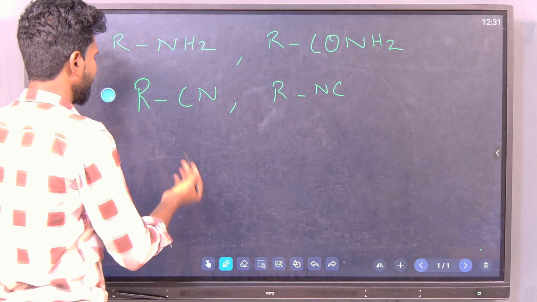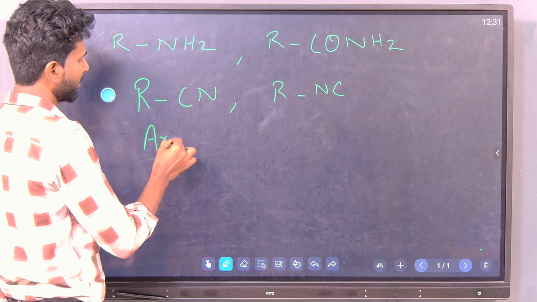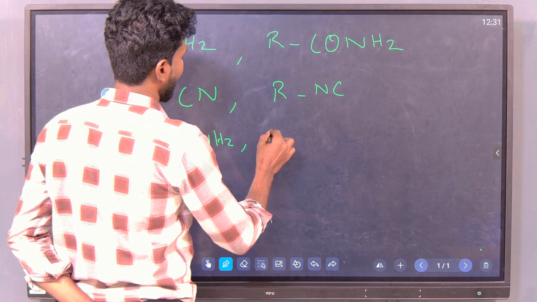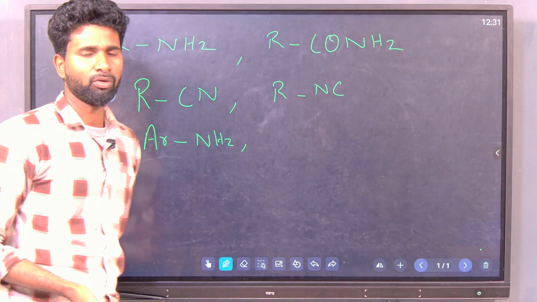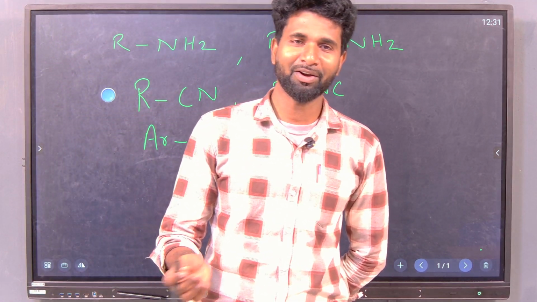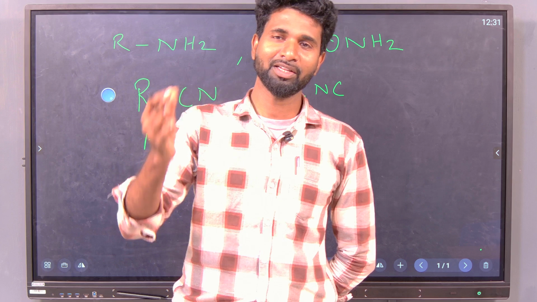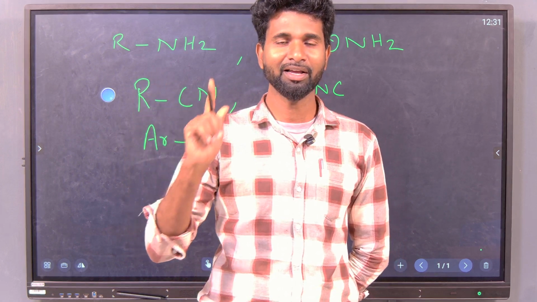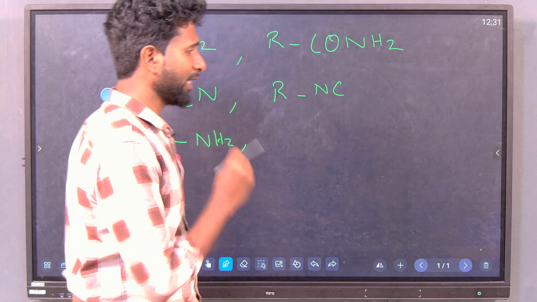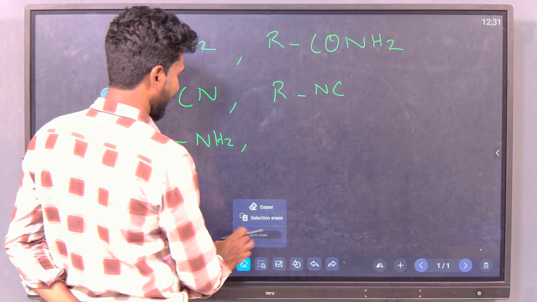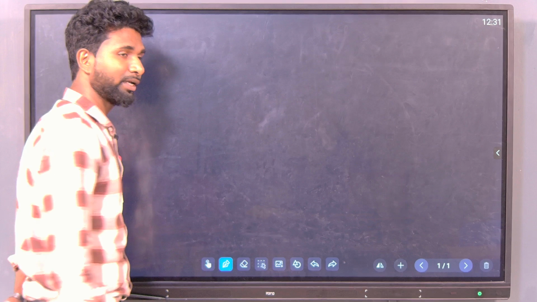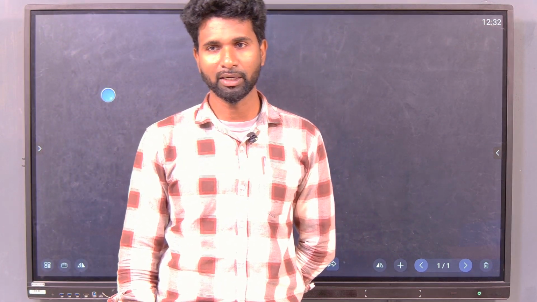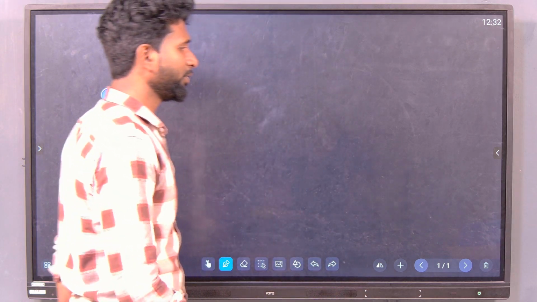Then especially the aromatic compounds, aromatic amine compounds are there. Then aromatic cyanide compounds are there. Now we are not going to explain all the compounds, but we are going to explain only amines. We knew that amines are classified into three types. Before that, amines are the derivatives of ammonia. They are ammonia derivatives. So it is prepared from ammonia.